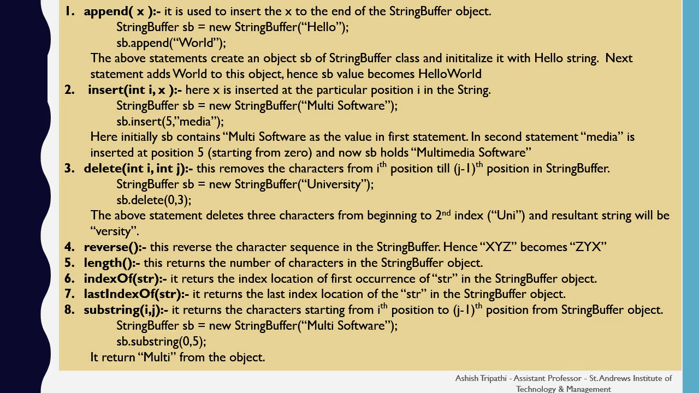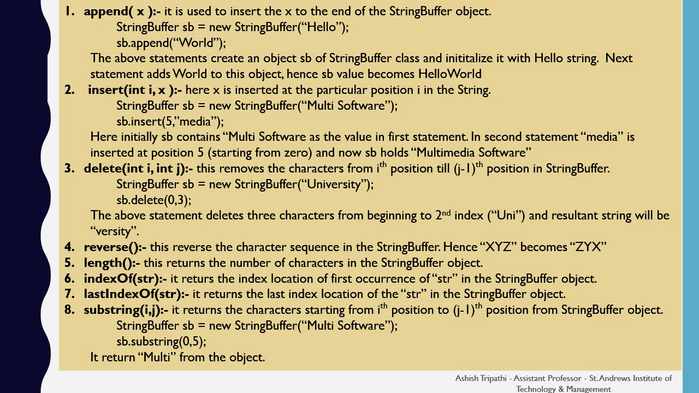The third method is delete(i, j). This removes the characters from the ith position till the (j-1)th position in the StringBuffer. So if we call the function sb.delete(0, 3), with sb having the value "university", then the above statement deletes the 3 characters from the beginning to the second index, that is "u", "n" and "i", and the resultant string will be "versity".